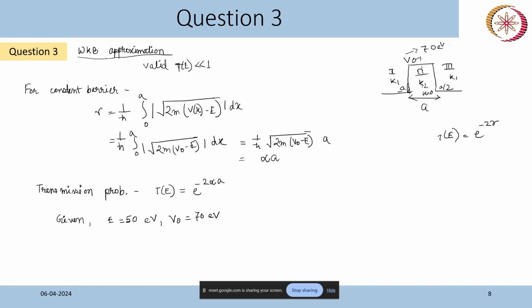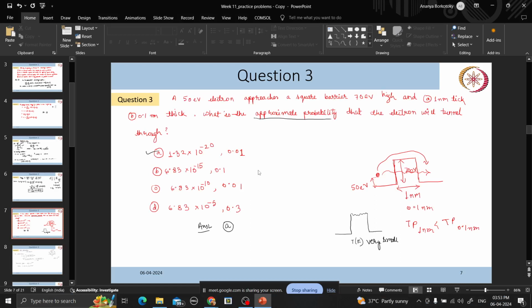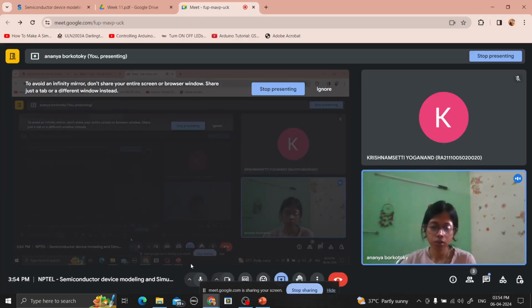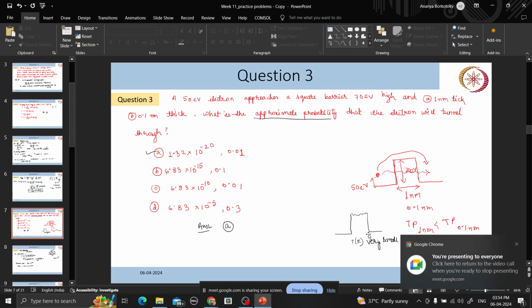Now do we have the answers in the options? The first is 1.33 into 10 to the power minus 20, and then 0.01. So our option is option A. Our answer is option A. I hope the question is clear. If you have any question, if you cannot unmute, then you can write in the chat box also. So I'll go to the next question.